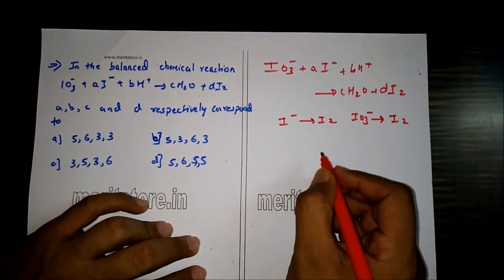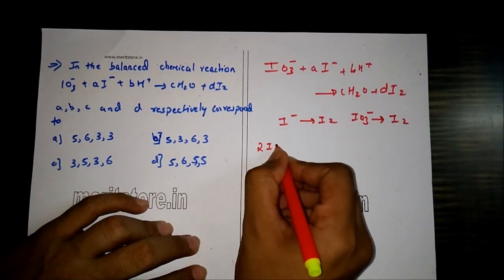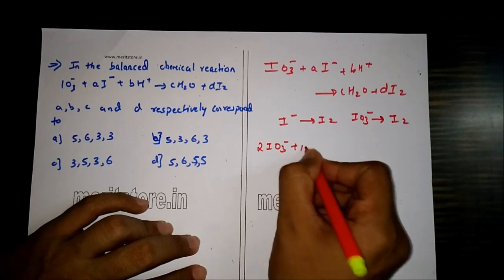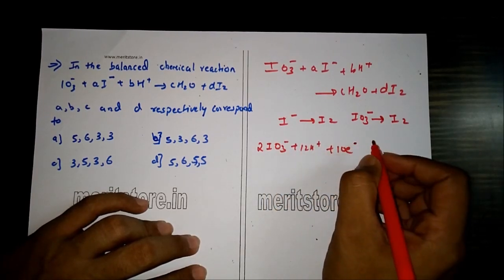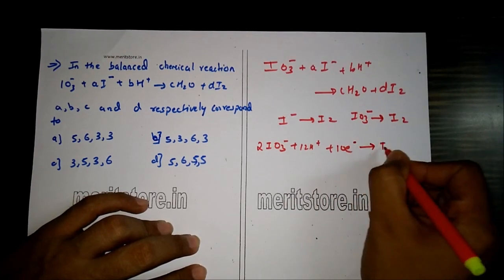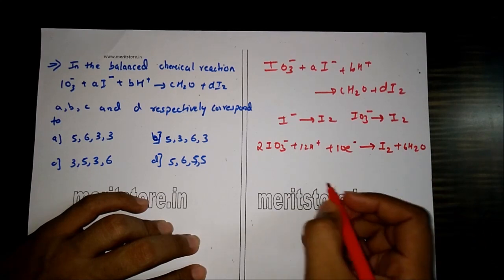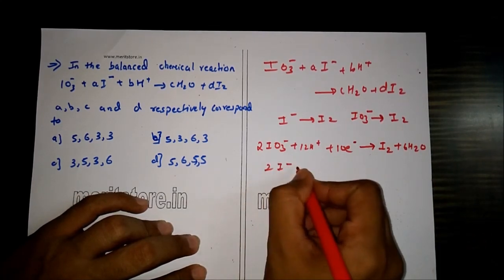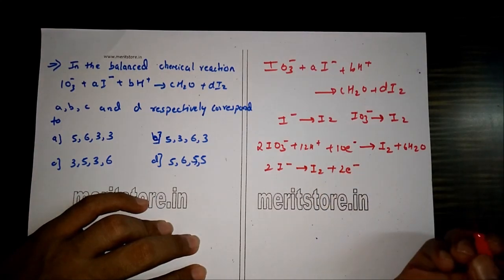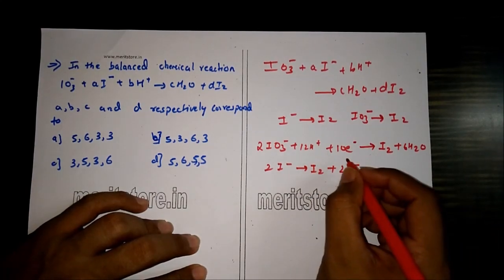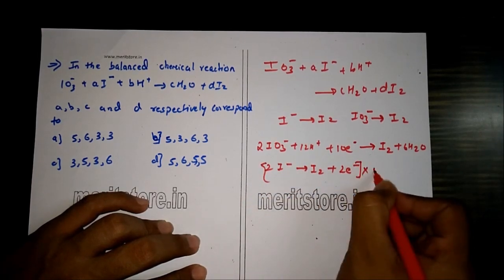Now let's look at how the reduction is taking place. So 2IO3- + 12H+, and it requires 10 electrons for the reduction to take place. Hence the product is I2 + 6H2O. And let's look at how the oxidation takes place. It's 2I- giving I2 + 2e-. Now we have to compare these two equations. So the 10 electrons must be cancelled, therefore we have to multiply this by 5.